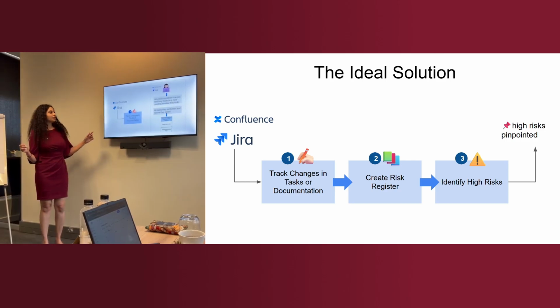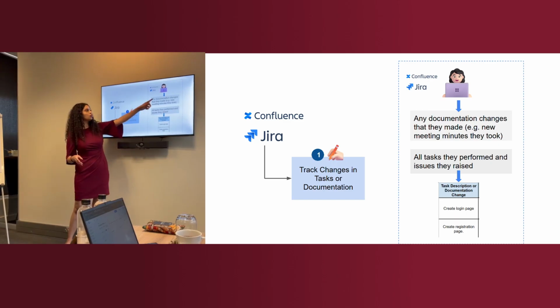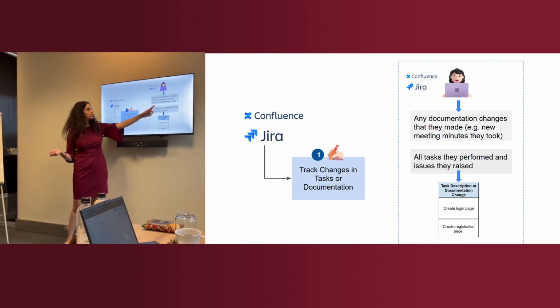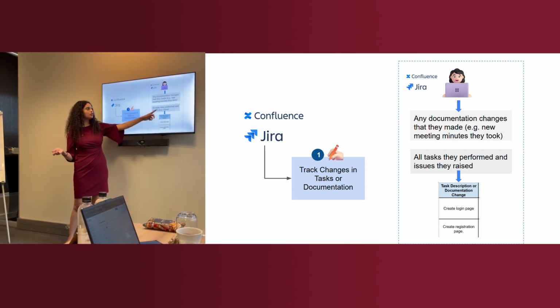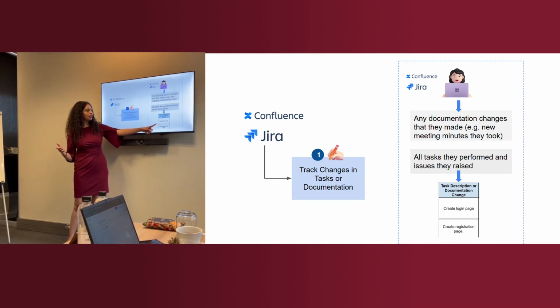Okay. Yeah. So the first thing we need to do, every team member has to track any changes in the documentation, for example, new meeting minutes they took during the day, and track all of the tasks that they are performing and the issues they raised, and then they track them in an Excel sheet, saying the task changed or the documentation changed. For example, I want to create a login page and I want to create a registration page for an application, right?